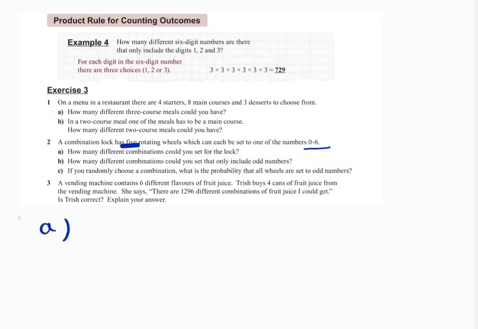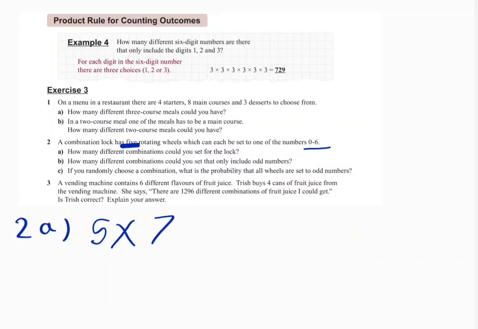As you can see, this question is very similar to the previous one, at least part A, which says that we have 5 rotating wheels which can each be set to one of the numbers 0 to 6. So we have 7 options for each wheel. Remember that we are counting 0 as one of our options, so between 0 and 6 there are 7 numbers.